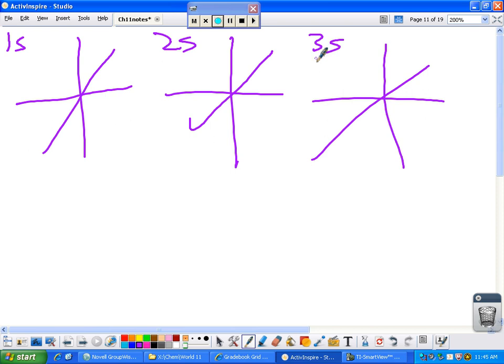Well, when the wave mechanical model was being used and all the math was being done that we don't have to do, this s sublevel turns out to look like a sphere, if you can spell sphere. So I'm going to draw a small sphere. That's on the first energy level. The second energy level is farther away. What should I do with the second one then? Make it bigger.